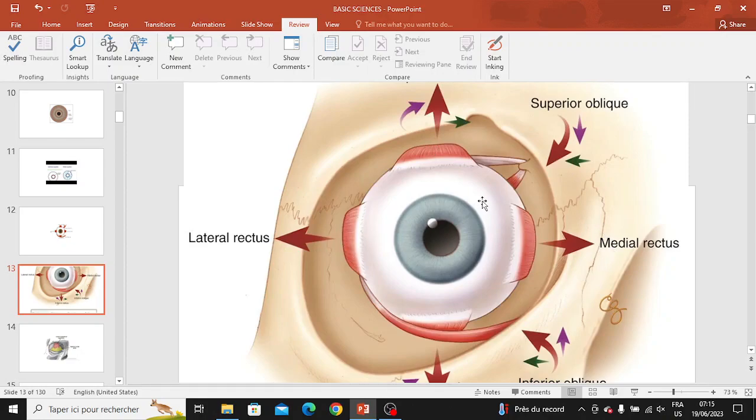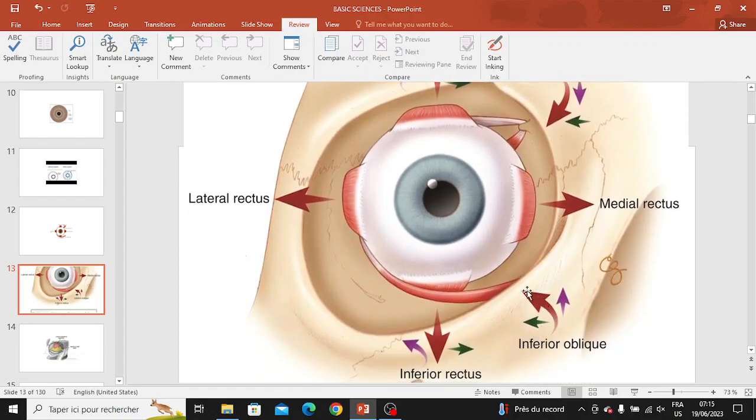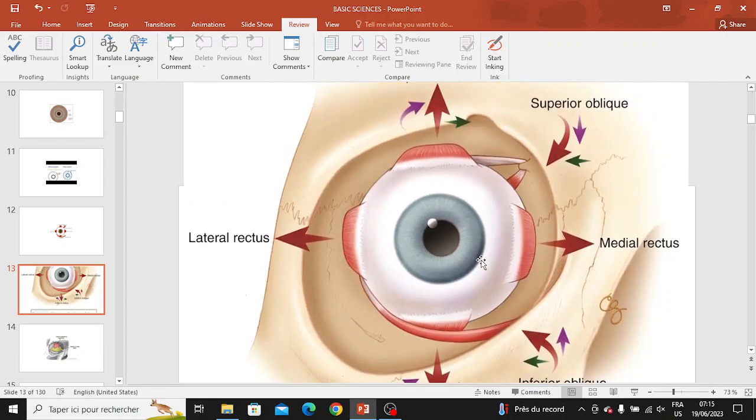Okay, so let's talk now about the superior oblique muscle. Its primary function is to move the eyeball laterally and downwards. Similarly, the inferior oblique, its primary function is to move the eyeball laterally and what? Upwards. Okay? Alright. Okay, then.